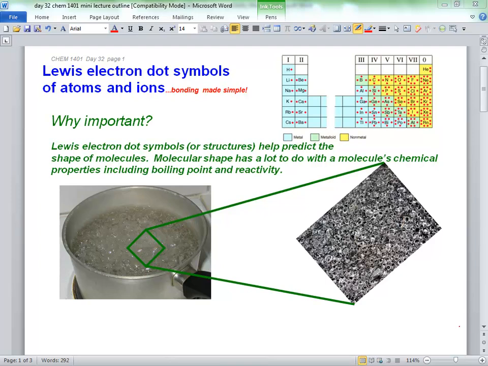So, Lewis electron dot symbols of atoms and ions: bonding made simple. That's really what this is. It's very simplistic, but it works. And you can make some really strong predictions using Lewis electron dot symbols.